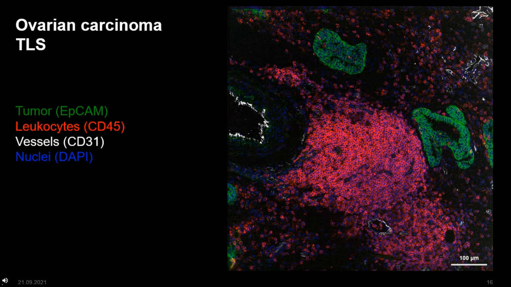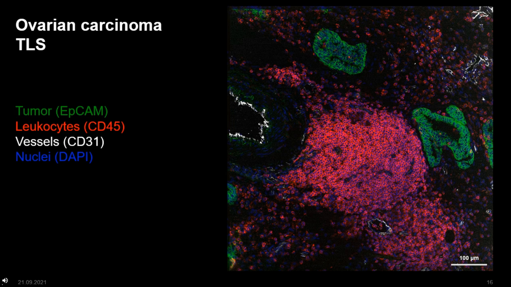Now, I would like to present you the first story where the TLS was investigated in an ovarian cancer sample. You see the tumor tissue represented by the EpCAM segment in green and the associated leukocytes marked by CD45 in red. The nuclei are depicted in blue and vessels are shown by the CD31 signal. The massive accumulation of leukocytes adjacent to the tumor already indicates that this could be TLS.